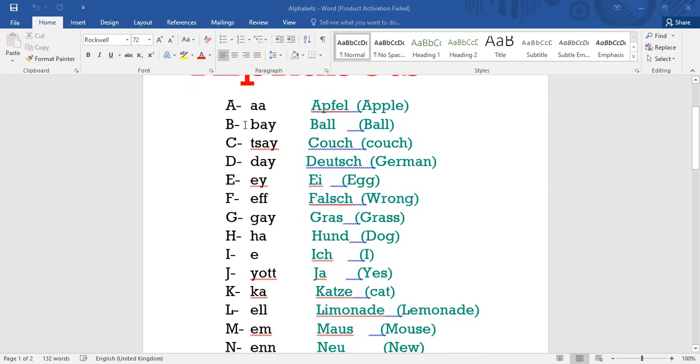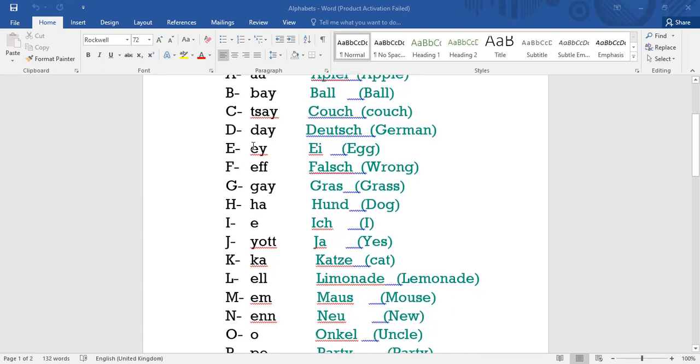And next is B, which gives a sound of bay. This is Ball. A gives a sound of a. So this is Ball, not ball, but in English, this is ball. And this is C, say. So this is Couch, but this will be read out as couch. This is couch in English.